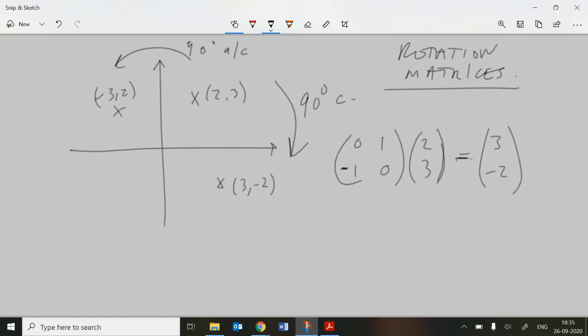Okay, now you can verify that with other points. If you want to apply that to this point and see that you actually get the point around here, you can do. We're only just sort of creating these. You can verify it with other ones as well if you like. But this one does always give you a rotation of 90 degrees clockwise. So this is rotation 90 degrees clockwise.